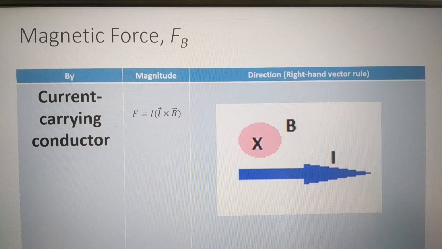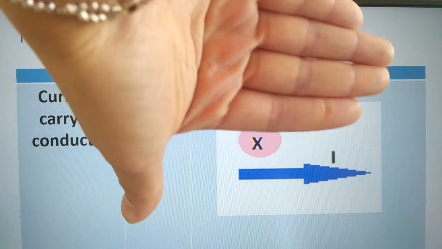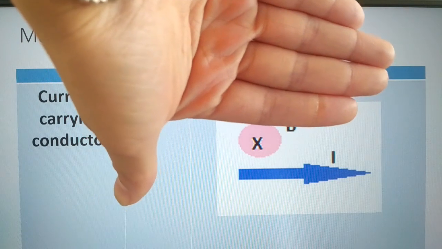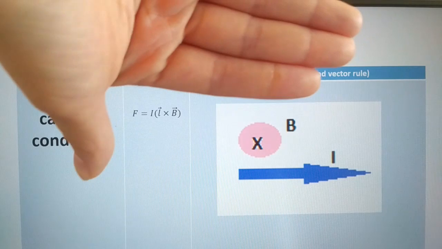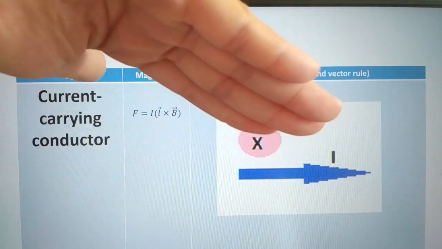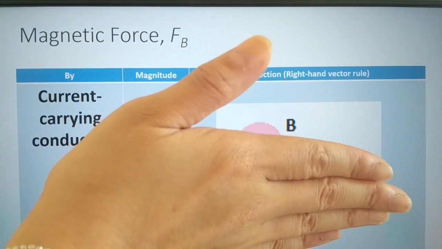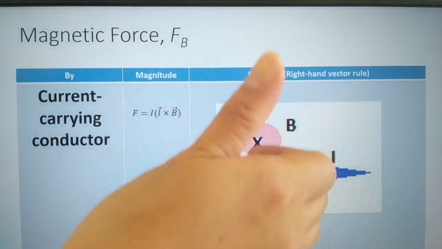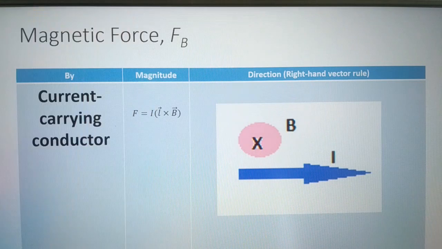Next. So I have current to the right also. Current to the right. Okay. But my magnetic field is into the page. So how do I turn my finger so that my finger can cross from I to B? So I have to twist my finger this way so that I cross B, force upward. I cross B, my force is upward.